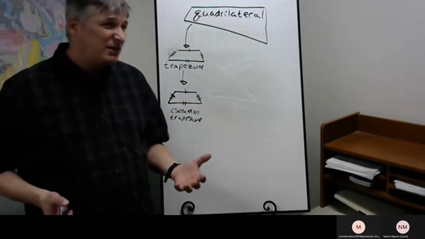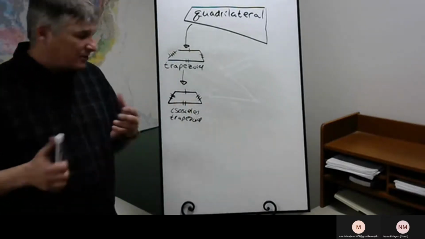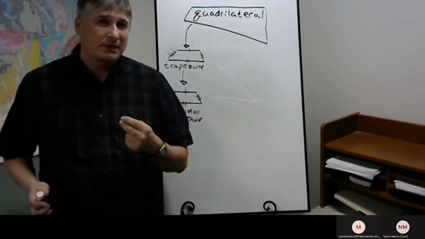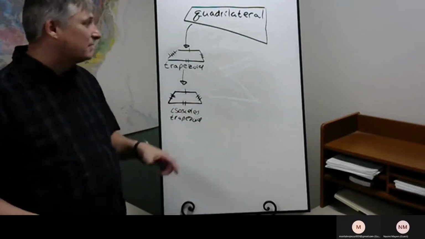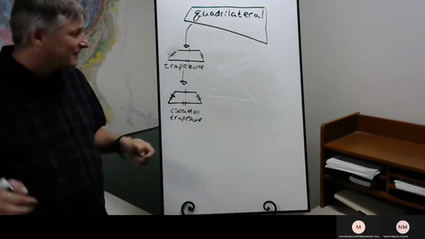So you think kind of like the isosceles triangle, where the isosceles triangle has 2 sides that are the same length. Same with the isosceles trapezoid. You have 2 sides that are the same length.